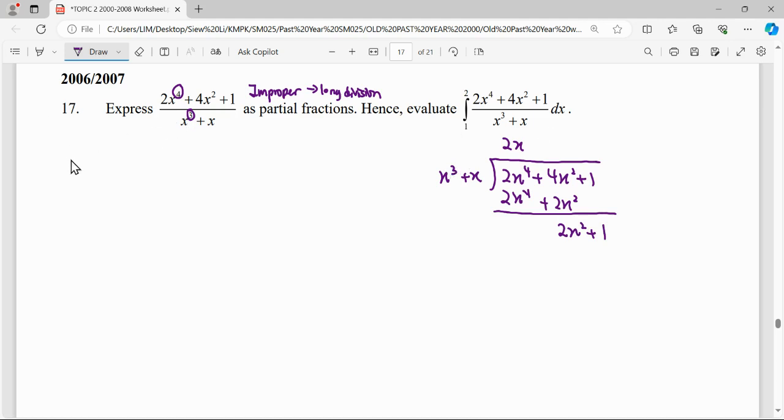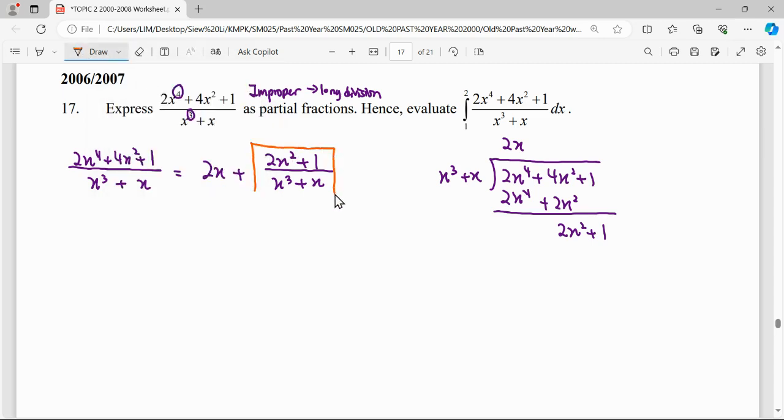Therefore, for this polynomial division, it can give us a quotient 2x, and then the remainder is 2x squared plus 1 over x cubed plus x. So this part only we will continue to express in partial fraction.